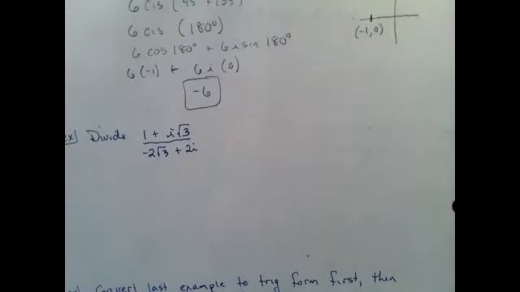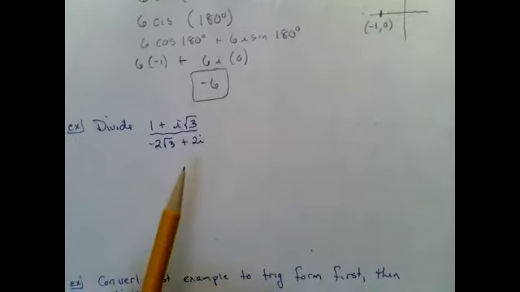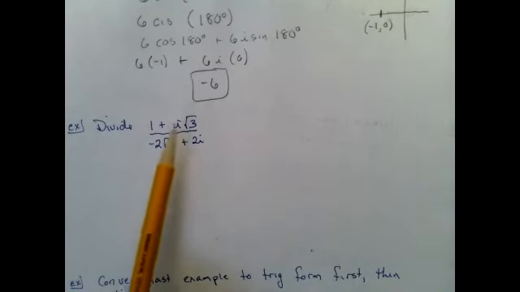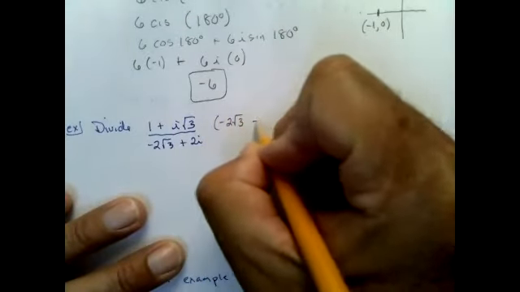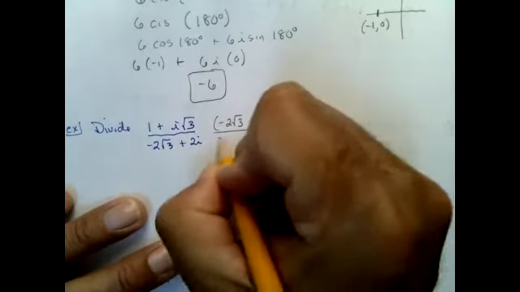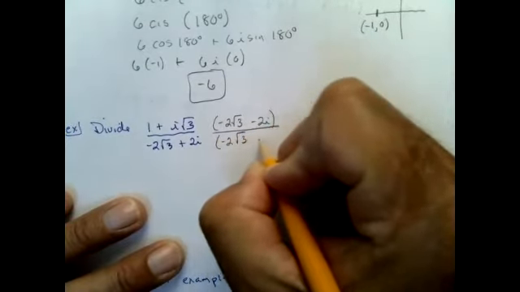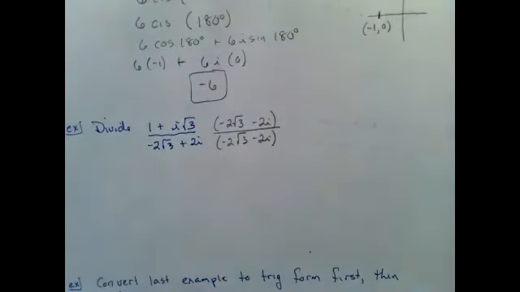Okay. All right. Well, that was the product. Let's take a look at divide. Let's make it a little cleaner, maybe kind of quicker. If I was doing this regular as a complex number, I would multiply by the conjugate. Excellent. -2 square root of 3 minus 2i over -2 square root of 3 minus 2i. All I do is multiply by 1.